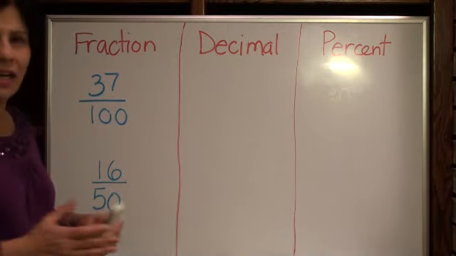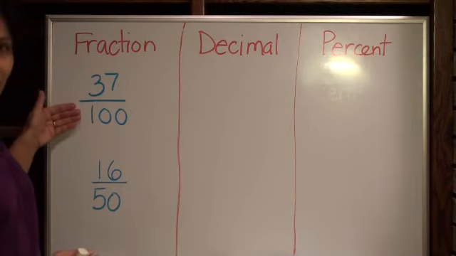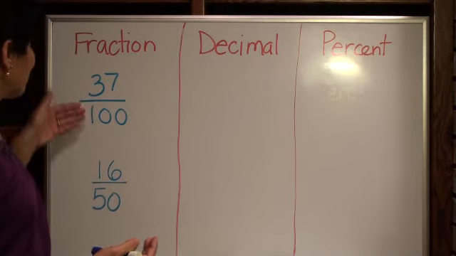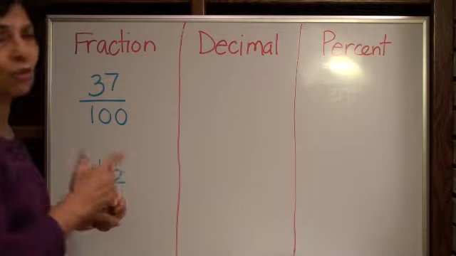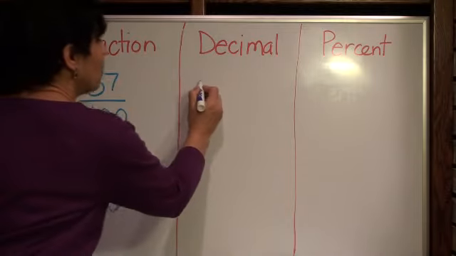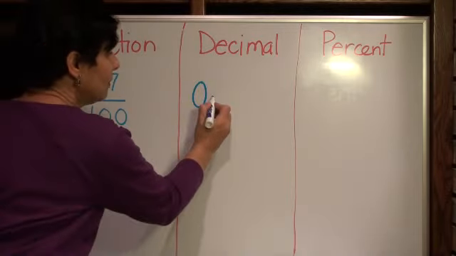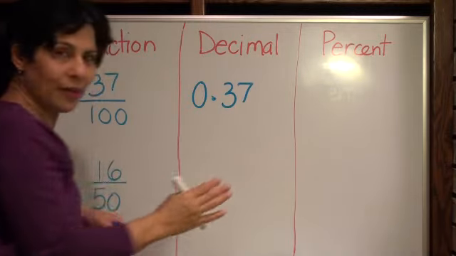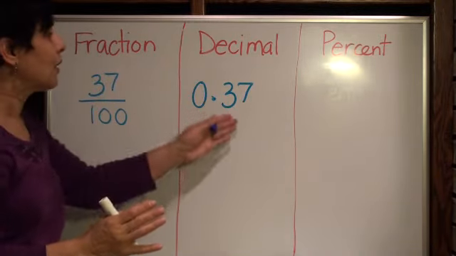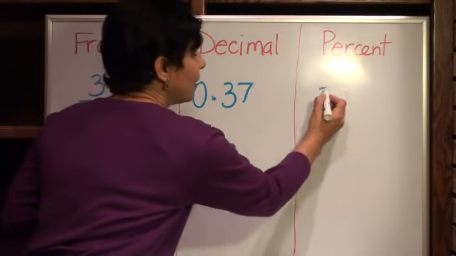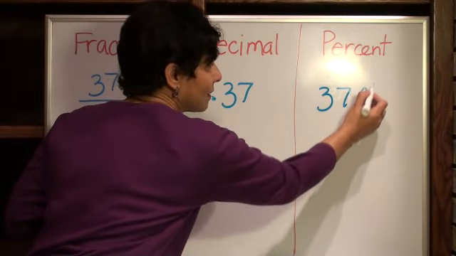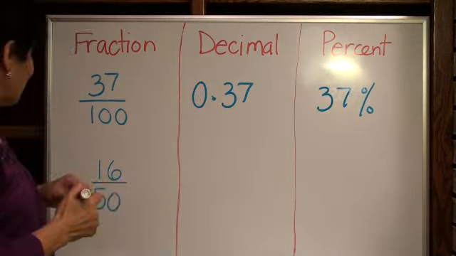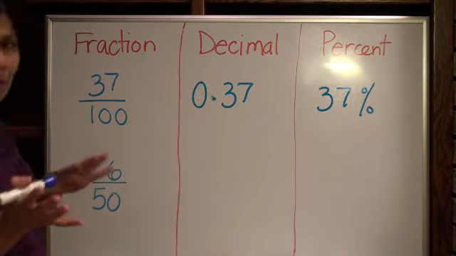Let's see, this is the easiest kind. 37 over 100. How do we read it? 37 hundredths. So it's very easy to write it as a decimal. What do we write? There's the 0, decimal, 37 hundredths, done. And then you know that this goes over to be 37%.